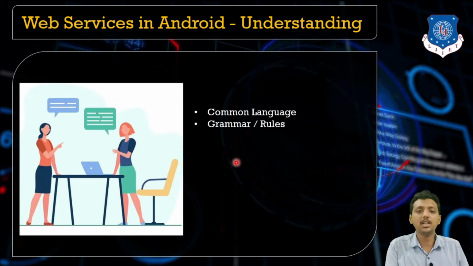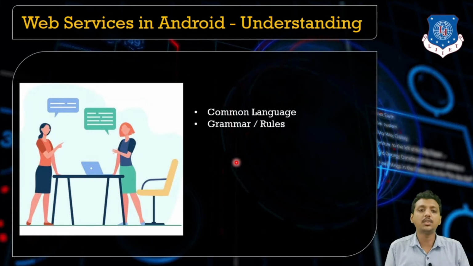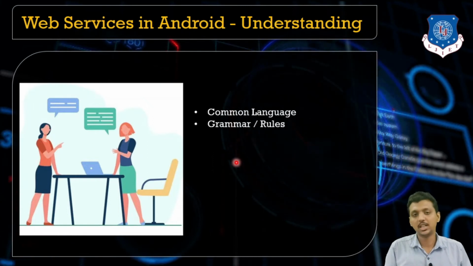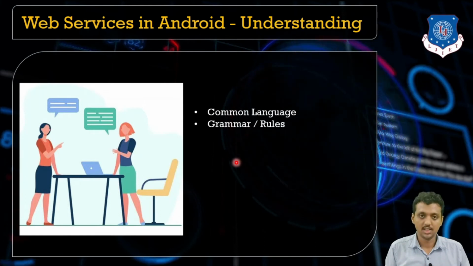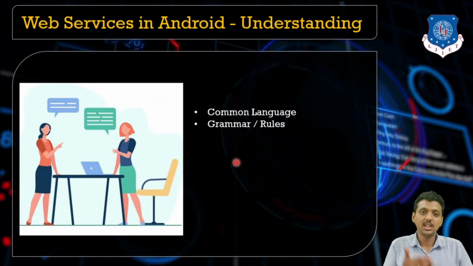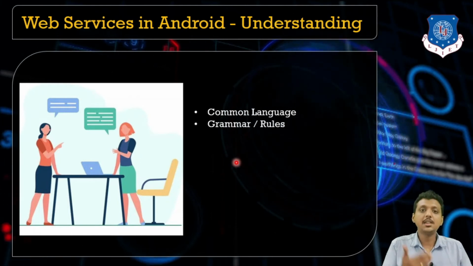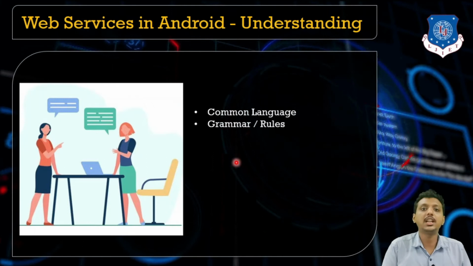With a good grammar or rules, they define some set of rules while they communicate with each other. Okay, there is a second thing they need. What is the third thing? See, we both are communicating with each other. Why, right? This is a medium. This is a medium of the internet.